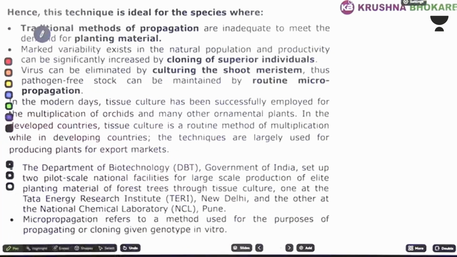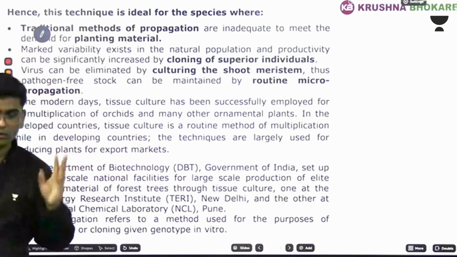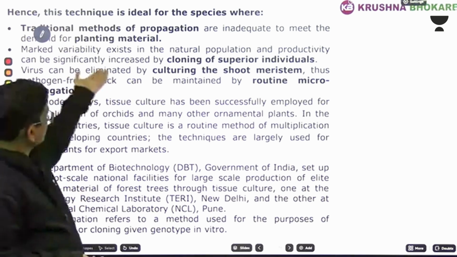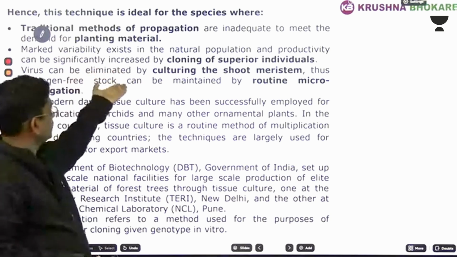This is just like your conclusion. Traditional methods of propagation are inadequate to meet the planting material demand because nowadays each and everyone wants to plant a tree on their birthdays, or someone's birthdays, but who will produce the trees? Trees are now scarce and demand is very high. So what is the method available to us? That is the tissue culture method. Cloning of superior individuals is possible.